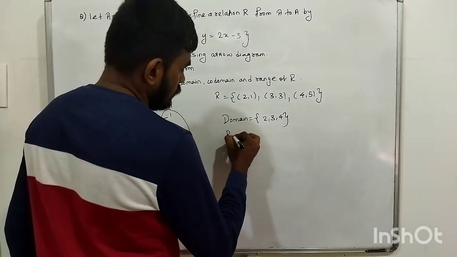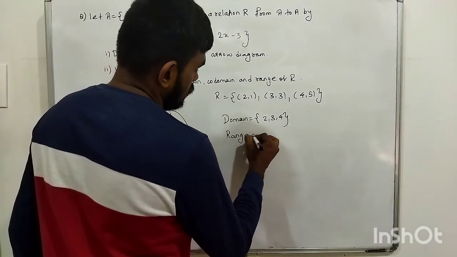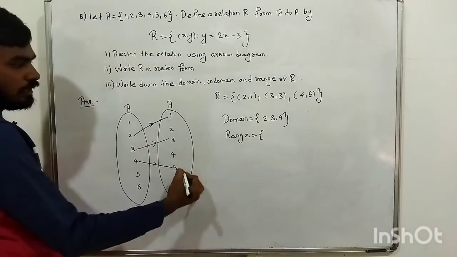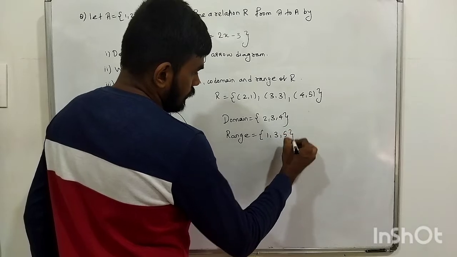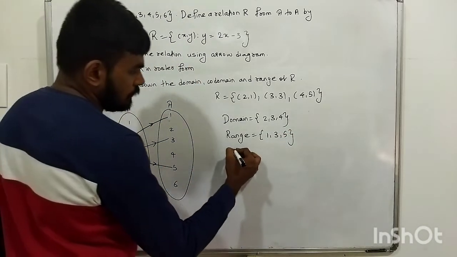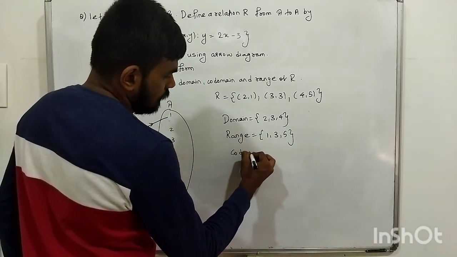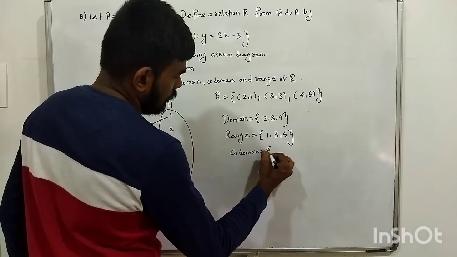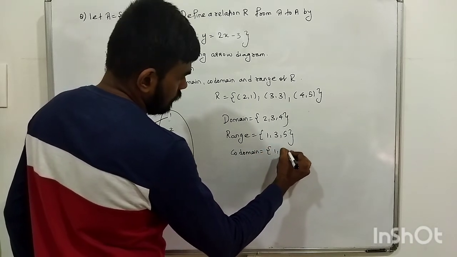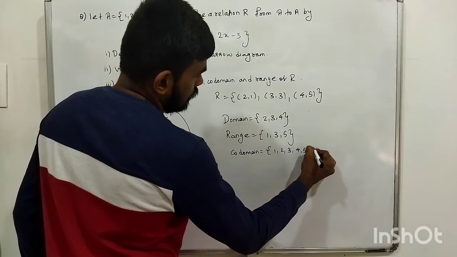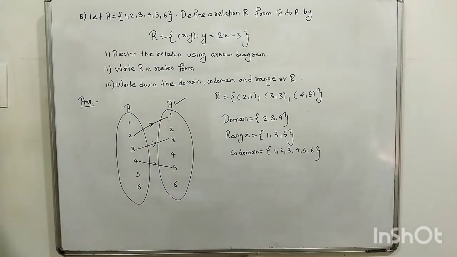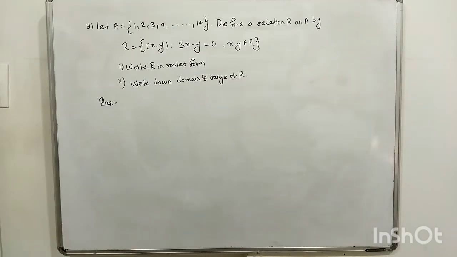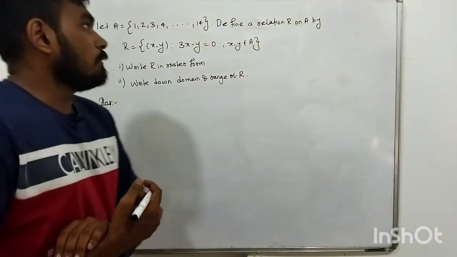Similarly, range. Range only those elements which are paired and are from the second set. So 1, 3, 5. And last is codomain. Codomain is actually the entire second set, which is A. So 1, 2, 3, 4, 5, 6, or we can say the entire second set A. Okay. This is the codomain. Remember. Okay. So one more problem we'll do.